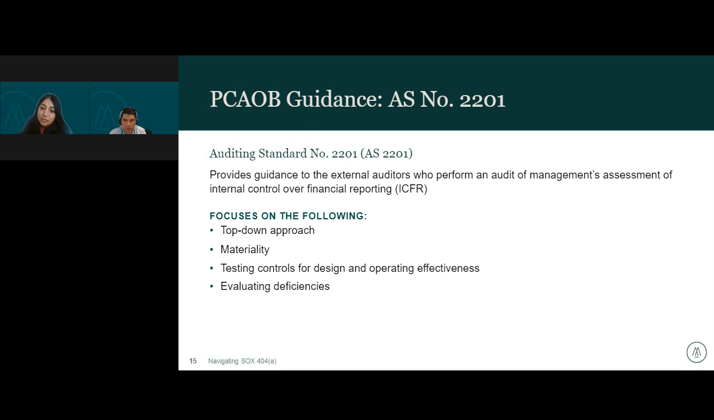The testing of controls includes guidance and what testing procedures are appropriate, the nature, the timing, and the extent of the controls to be tested. So it dictates what the auditor needs to look at. And then lastly, it provides guidance on evaluating identified deficiencies, including indicators of a material weakness.